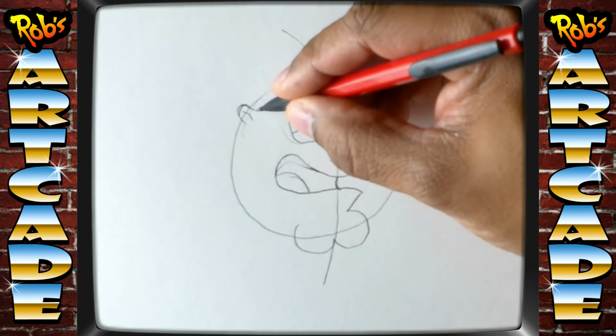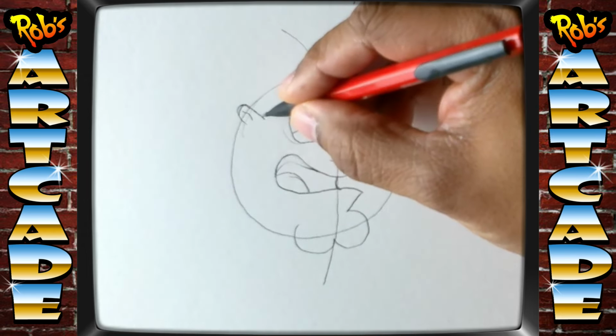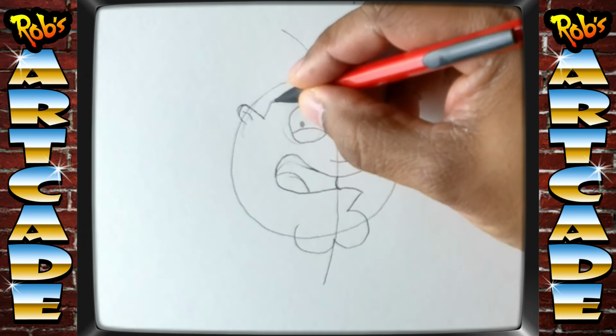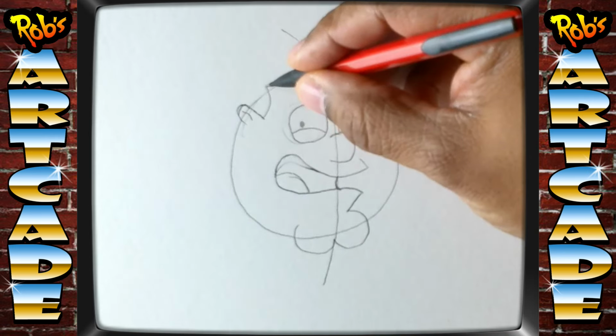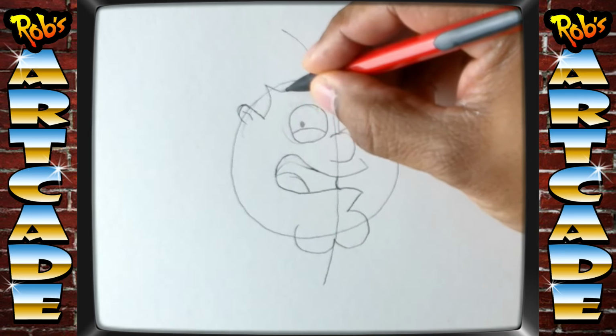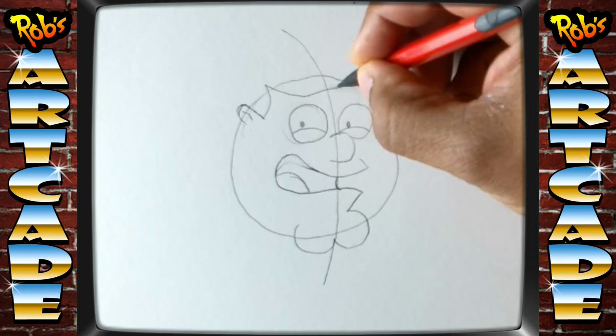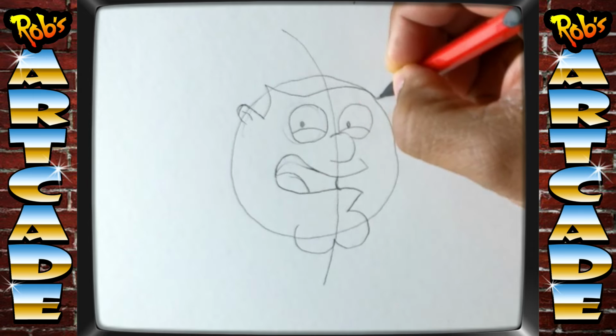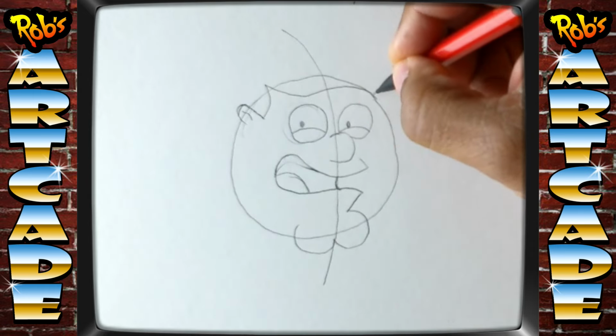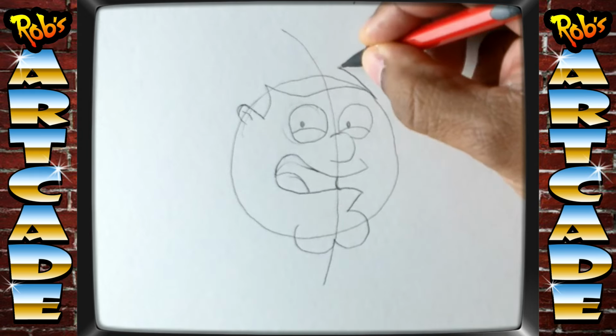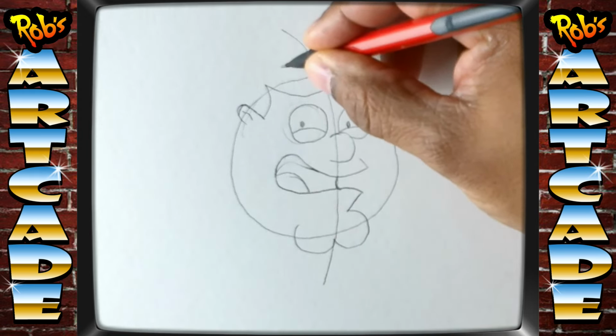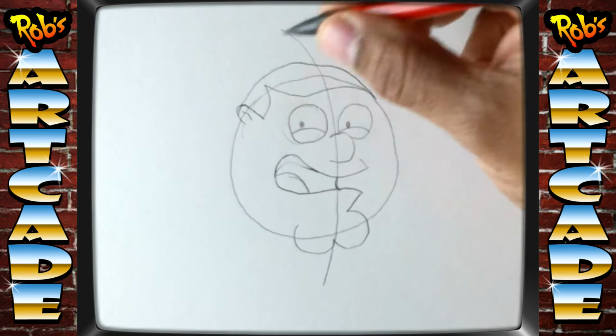Next up, we're going to do his little hair. So we have a straight line to here. We're going to do a curved line to here. And then we're going to do a line that slightly curves down, and then goes around there, the guideline, and a little bit over the guideline right here, right to about the ear.